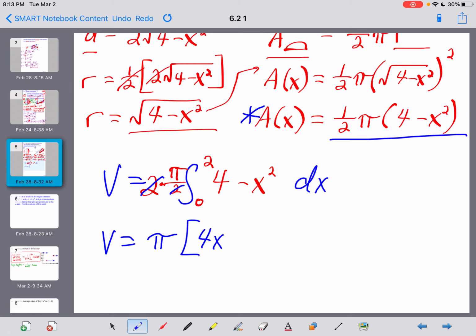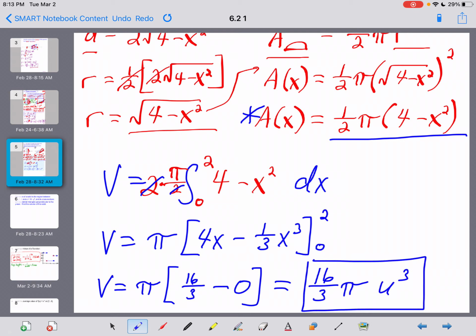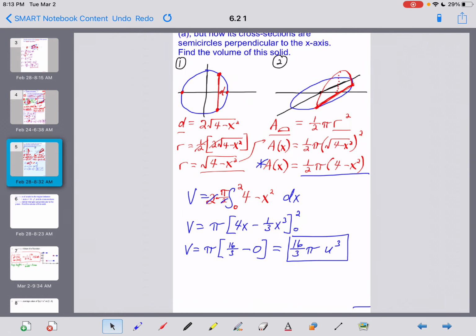That's going to be 4x minus 1/3 x cubed, got it? Being taken from 0 to 2. So volume is going to be pi times, and here we go. Plugging in a 2, 4 times 2 is going to be 8, minus that 8/3 there. That's going to be 16/3, just like it was last time, minus, plugging in that 0 is going to get us 0. And that should give us our answer now, guys, of 16/3 pi cubic units. Okay, that is the answer we just came up with to part B.